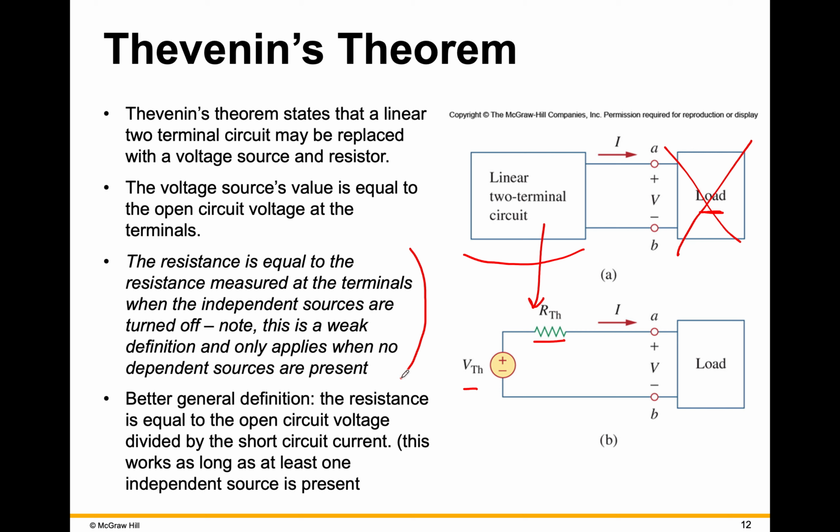So yes, it applies sort of, but in my opinion, it is a weak definition. A better general definition that works all the time: the resistance is equal to the open circuit voltage divided by the short circuit current. So we would take out this load, and instead of open circuit voltage, we would place a short. This current would be defined as the short circuit current because it's going to go right through this short. If we take the open circuit voltage, which is V Thevenin, and divide it by the short circuit current, we'll get the Thevenin resistance. This works as long as you have at least one independent source present in the system.